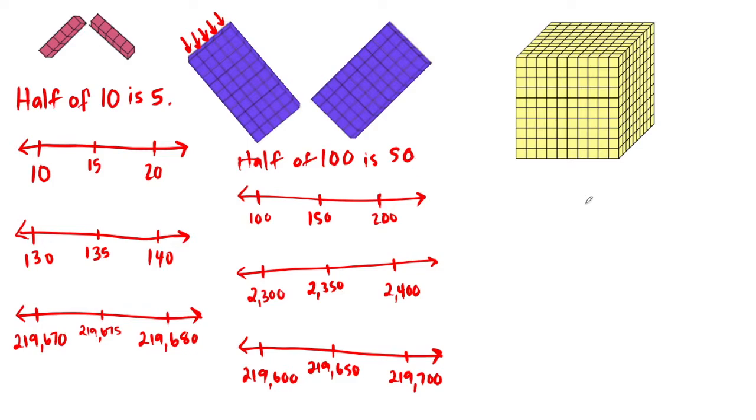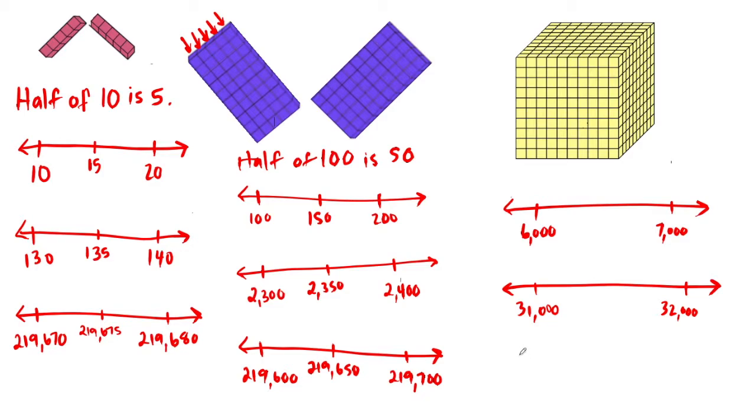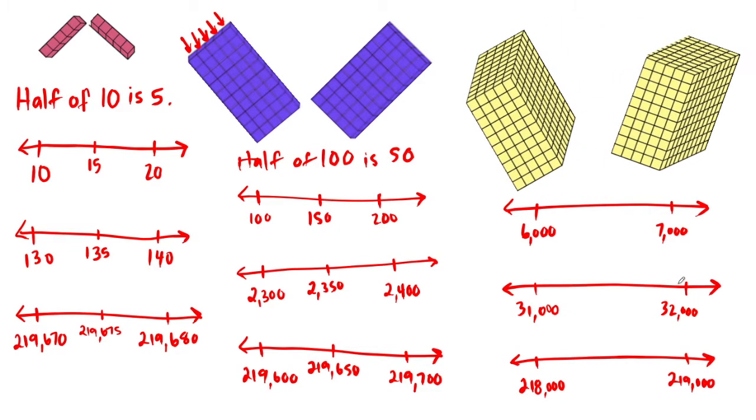Then let's think of 1,000. 6,000 to 7,000, 31,000 to 32,000, 218,000 to 219,000. These have 1,000 in between them, so we have to think of 1,000 splitting up. Each of these flats is 100, so half of 1,000 is 100, 200, 300, 400, 500. Half of 1,000 is 500. So in between here would be 6,500, 31,500, 218,500.